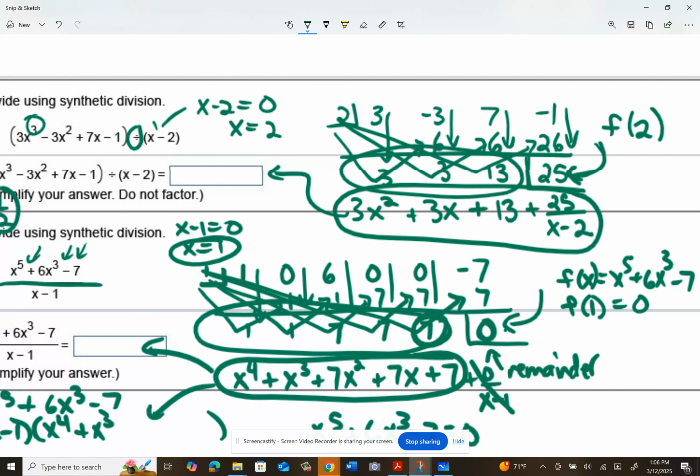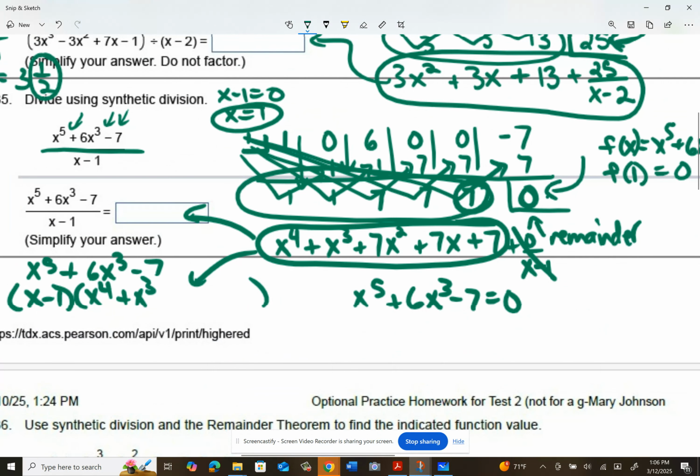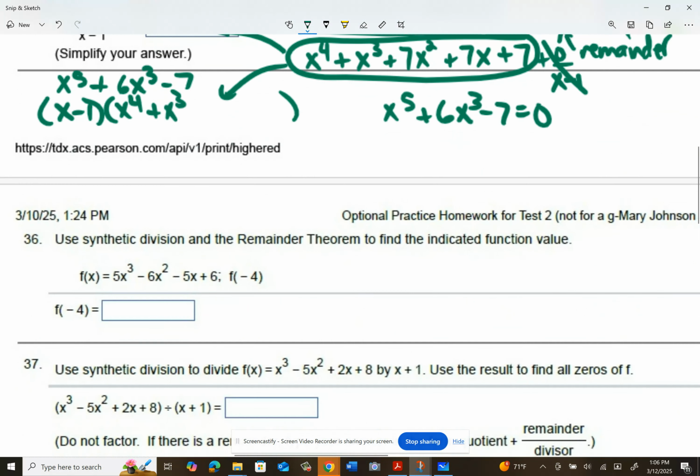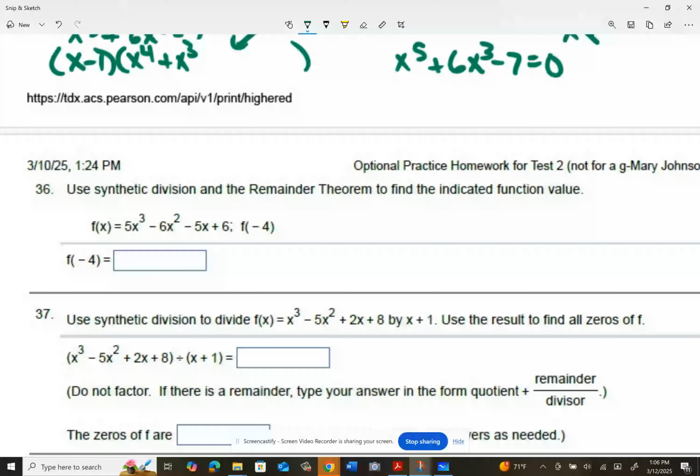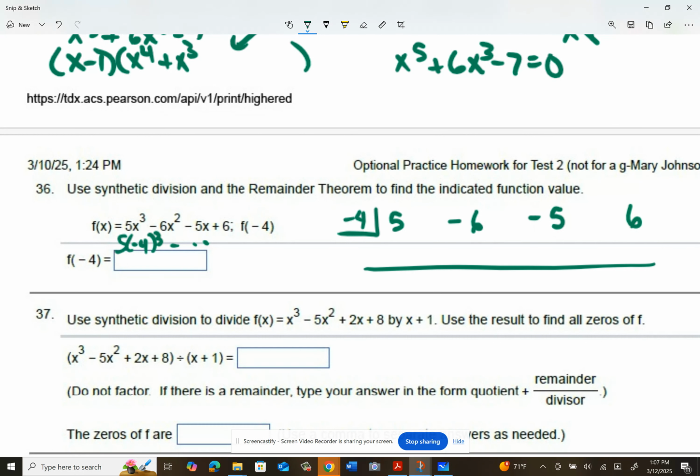Okay. But that remainder really is a way of evaluating the function. So of course I could just plug in a -4 everywhere, right? I could do 5 times the -4 raised to the third power and so on. But I can also just let -4 go in the box, put my coefficients down, make sure if there were any missing terms, you'd put in a placeholder, but there weren't any missing terms. Bring down the first number and then get to it.